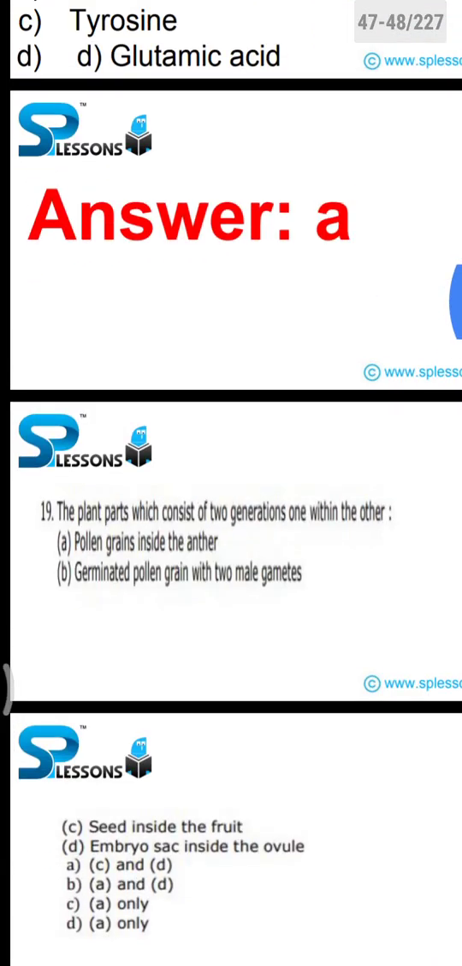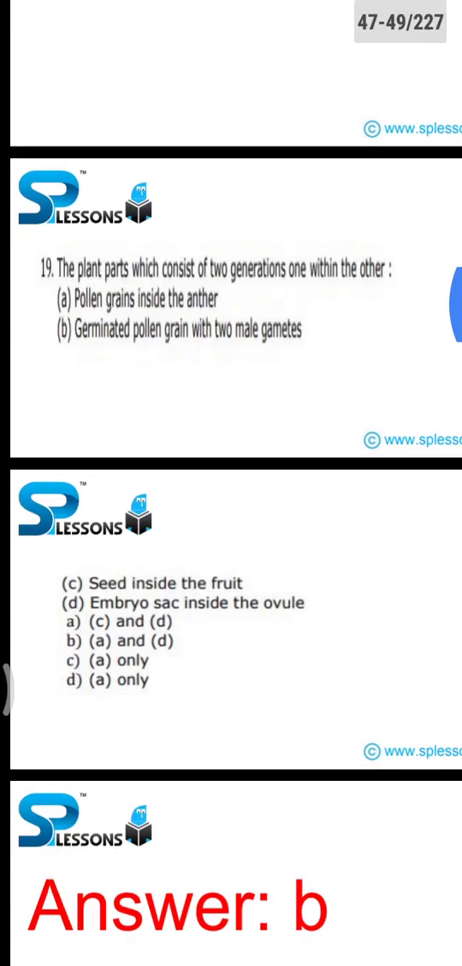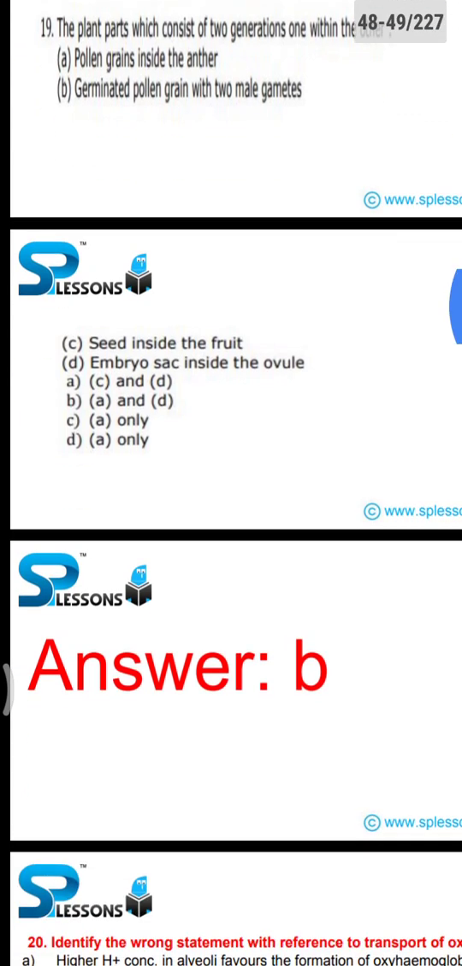19th question, the plant parts which consist of two generations, one within the other. Option A, pollen grains inside the anther. Option B, germinated pollen grain with two male gametes. Option C, seed inside the fruit. Option D, embryo sac inside the ovule. And the options are option A, C and D, option B, A and D, option C, A only, option D, B only. And the answer is option B, A and D.